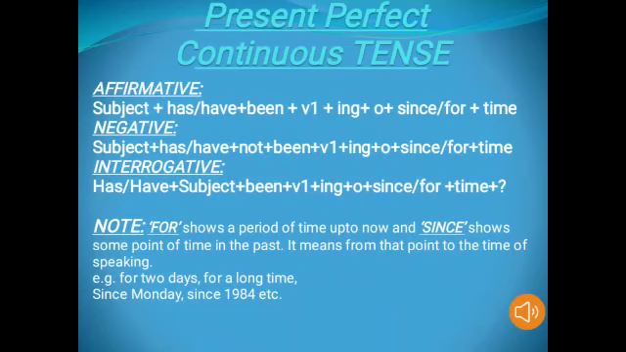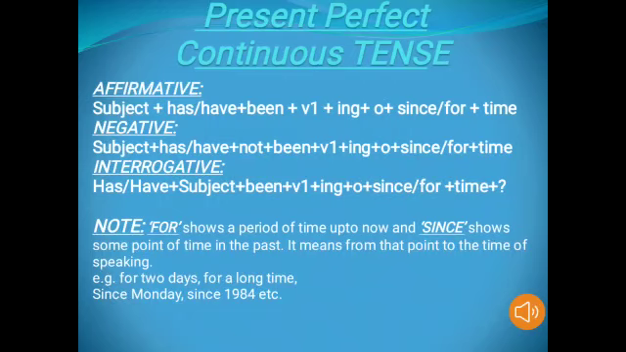In the negative sentences, subject plus has or have plus not plus been plus first form of the verb plus ing plus object plus since or for plus time. Now come to interrogative sentences. Has or have plus subject plus been plus first form of the verb plus ing plus object plus since or for plus time plus question mark. Now note here one thing, the use of for and since.